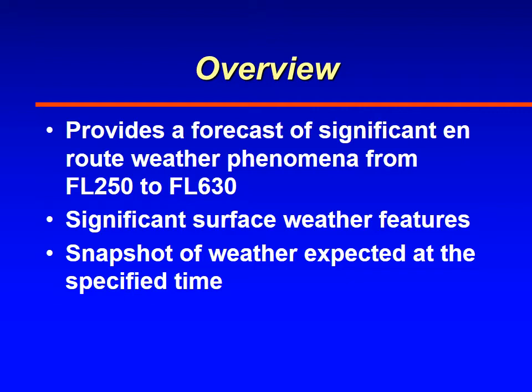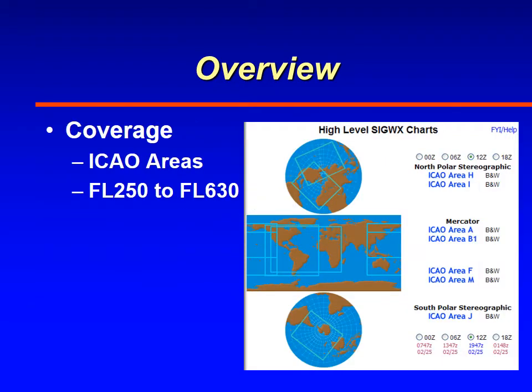Significant weather meaning things like turbulence, volcanic ash. They'll also have thunderstorms on here. And of course, this is looking at the future, so it's a forecast chart. They have very specific areas that they forecast for, charts that are more or less standard. These are called ICAO areas, and they have a letter identifier. You don't need to know the letter identifier, you just should be aware that it is there.